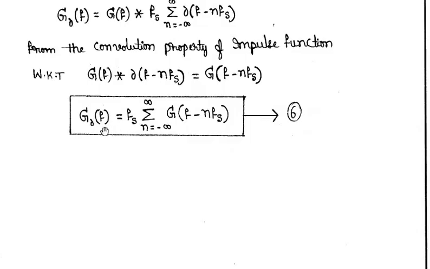To do that, we need to again refer to this equation where g delta of f is fs times the sum of g of f minus nfs. Now to get back our original message signal, which is in the time domain, we need to make use of the frequency domain signal and take the inverse Fourier transform of the equation. First we need to substitute n equals 0 out of n ranging from minus infinity to plus infinity, and expand this equation.